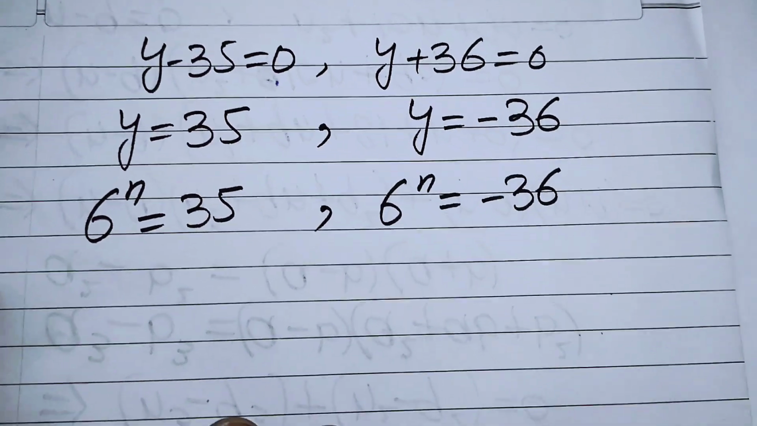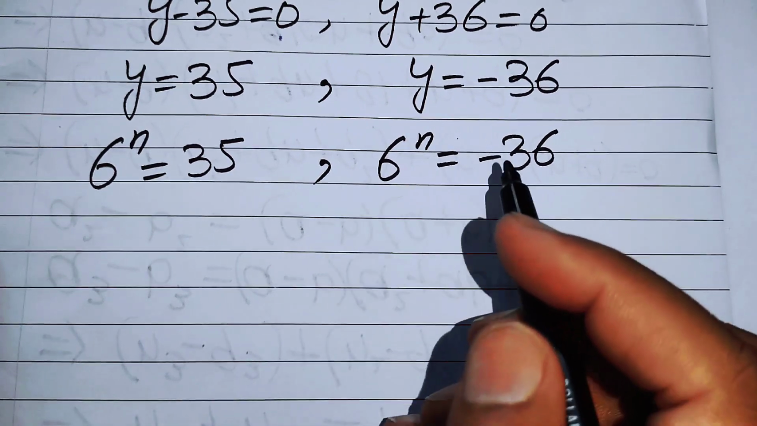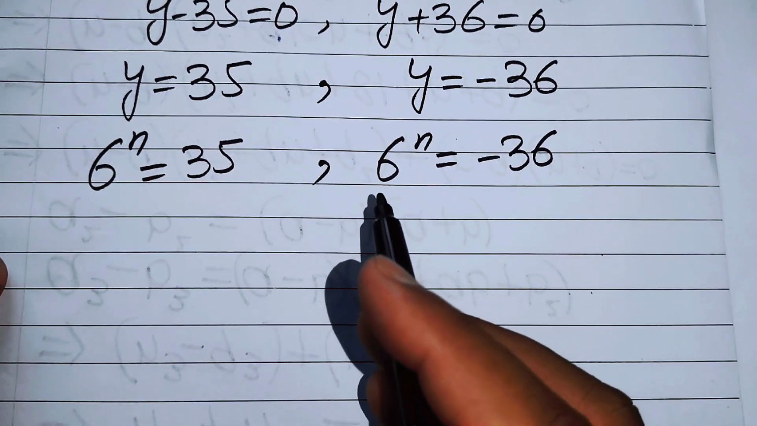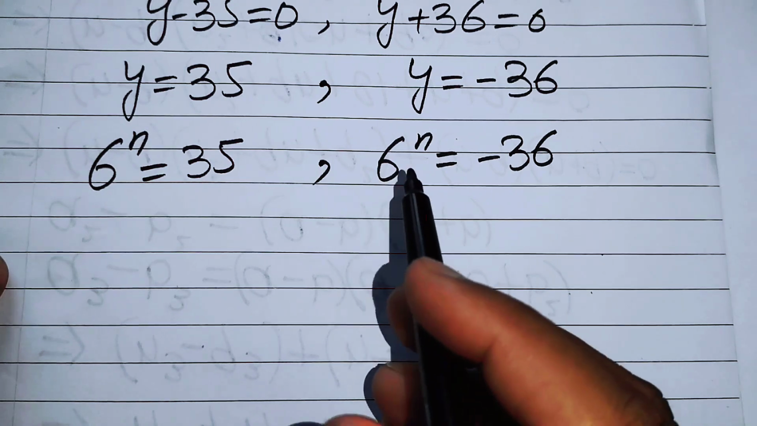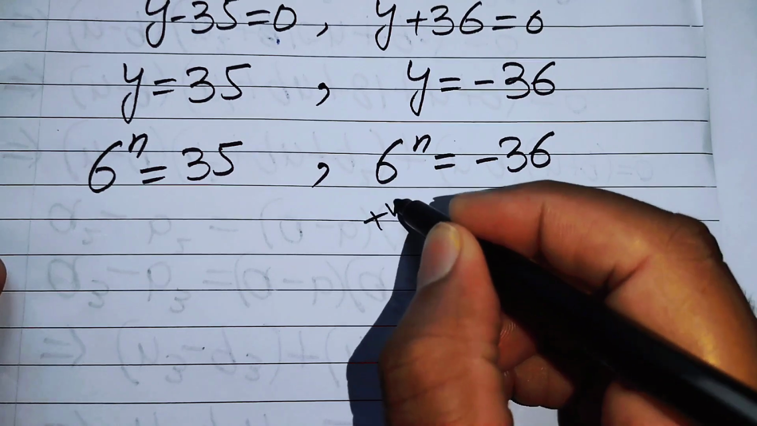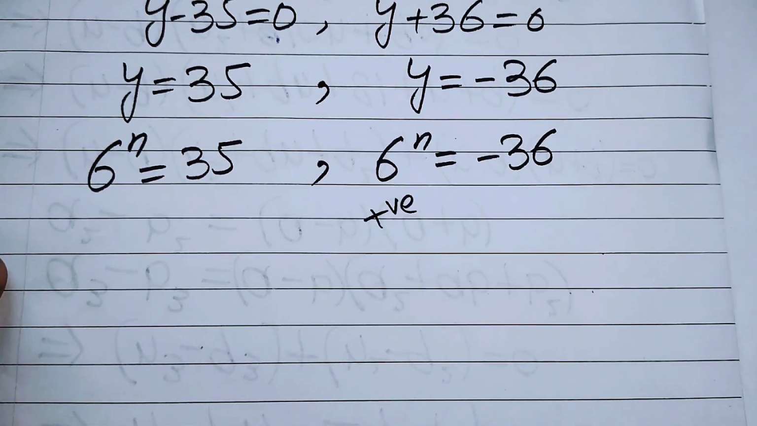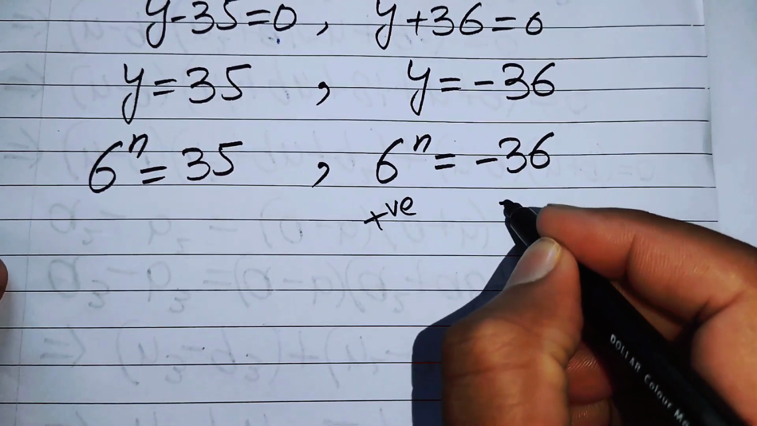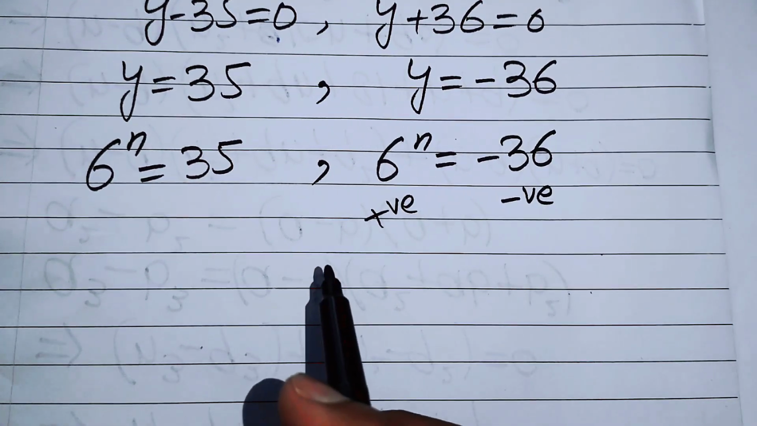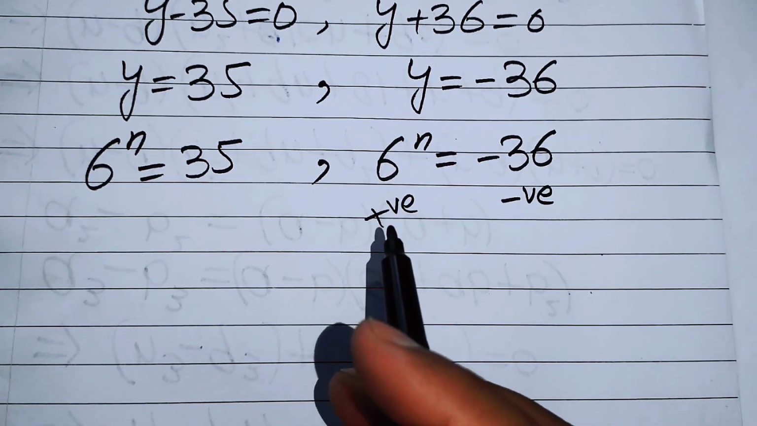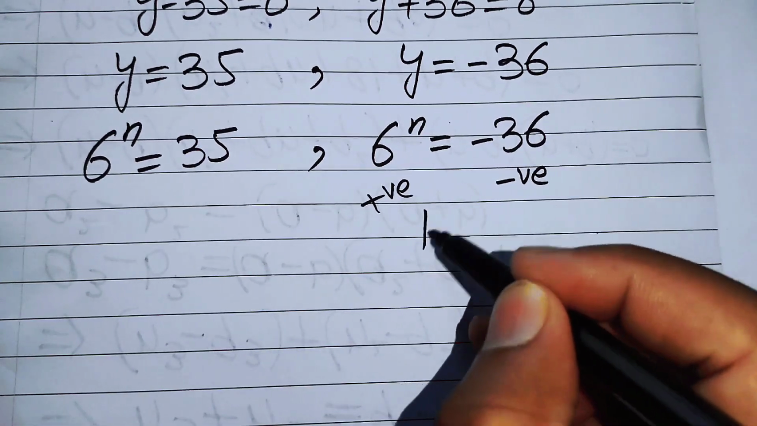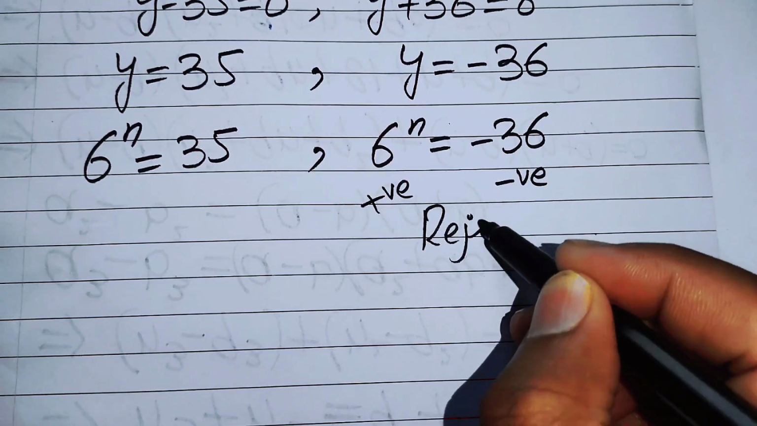First I can solve the second case, and in this case in the left hand side we have the exponential function 6 to the power of n, and you know that an exponential function always gives a positive value, and in the right hand side you have a negative value, so it is not possible for an exponential function to be equal to a negative value, so we will reject this case.